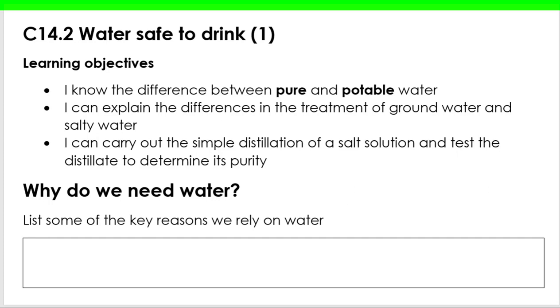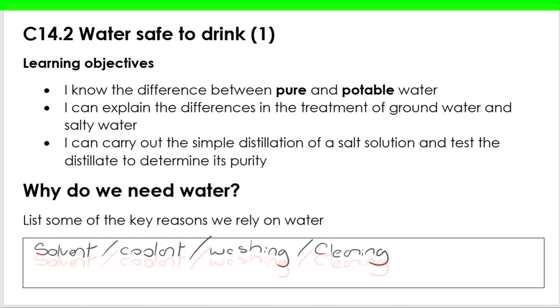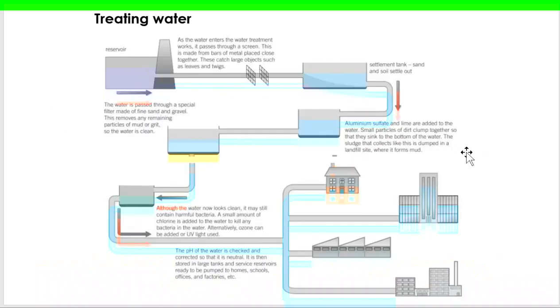So why do we need water? Well, there are some very obvious answers, but let's go through a few of them. We need it as a solvent in many different chemical reactions, as a coolant in industry, we need it for washing and cleaning, we need it for cooking, and obviously we need it for drinking. It's fairly central to everything that we do. But the water that's in reservoirs is not fit to drink, and there is a process that looks quite complicated.